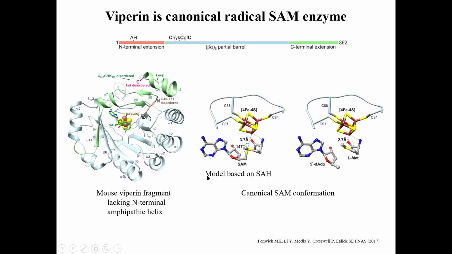A few years ago, in collaboration with Peter Creswell's lab and Jorgo Modis's lab, we determined the first crystal structure of a mouse Viperin fragment lacking the N-terminal amphipathic helix. We showed that the protein was monomeric and contains the partial Tim-barrel core. Interestingly, the N-terminal domain was disordered, and the C-terminal domain contained both internal disorder and disorder in the final 25 residues. S-adenosylhomocysteine, an analog of SAM, and the SAM cleavage products methionine and 5' deoxyadenosine bound in conformations that are consistent with radical SAM chemistry.